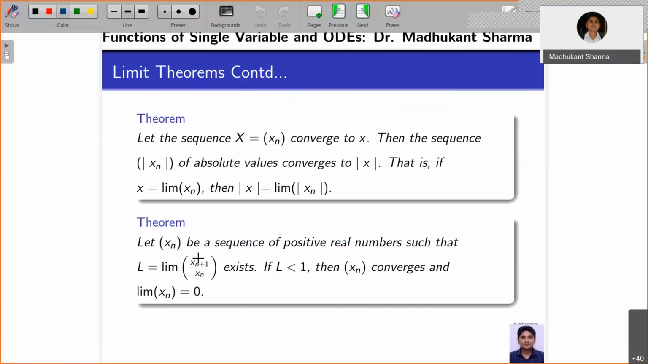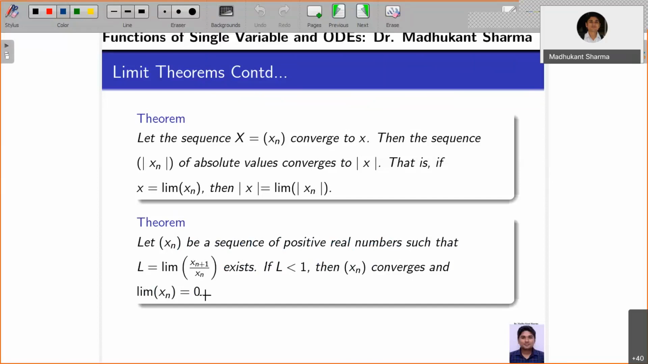You don't know about the limit of xn, but suppose you know xn is less than or equal to xn plus 1. Suppose you are able to identify a relation between them, meaning they are a decreasing or increasing sequence. We will talk in a few minutes about when a sequence is decreasing or increasing. So if you take the ratio of the future value and present value, and the limit exists and is strictly less than 1, then it guarantees that xn converges and the limit of xn is 0.